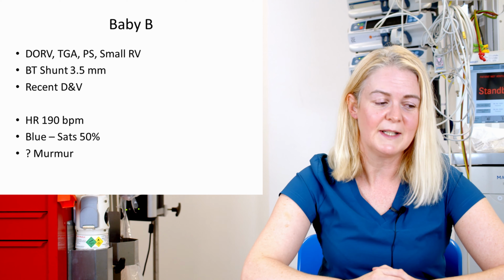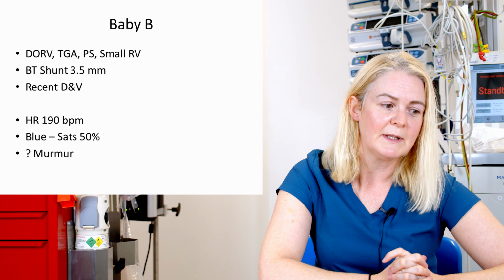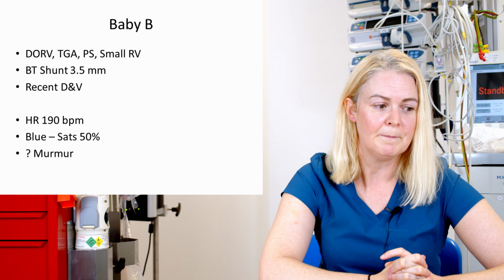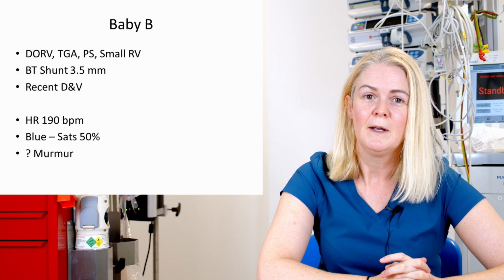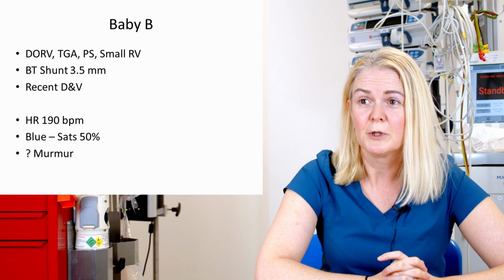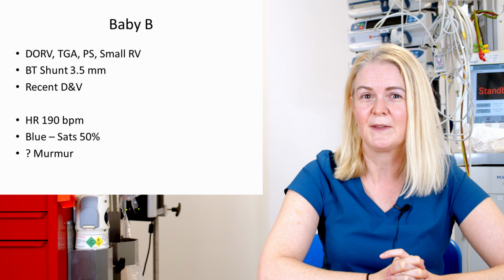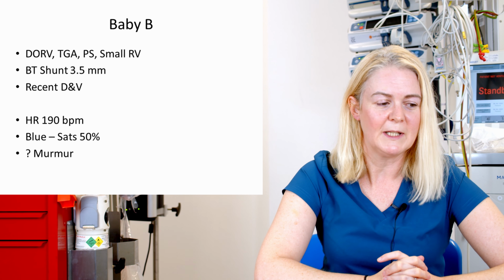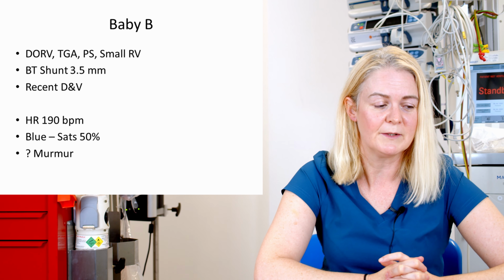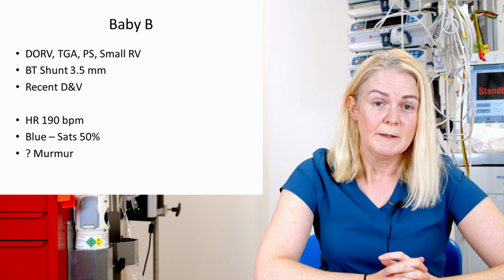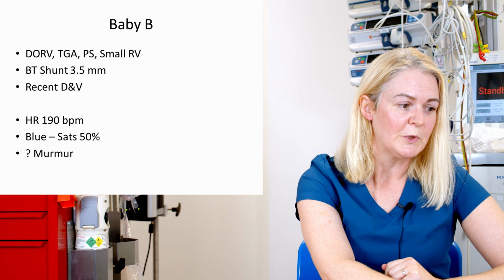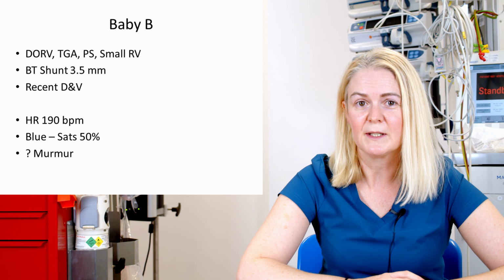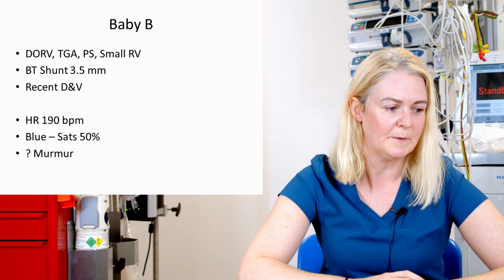So moving on to another scenario. We have a little baby come into ED who has double outlet right ventricle, TGA, pulmonary stenosis and a small RV. If you're not a cardiologist, your heart is racing and you're already worried because you're thinking, I don't even understand what that means, and it sounds awfully complicated and I can't understand which way round the blood's going. The family tells you that they have a BT shunt, which is 3.5 millimetres, and the kid's had recent diarrhoea and vomiting and has just recovered from that.